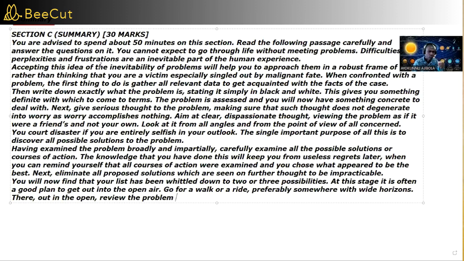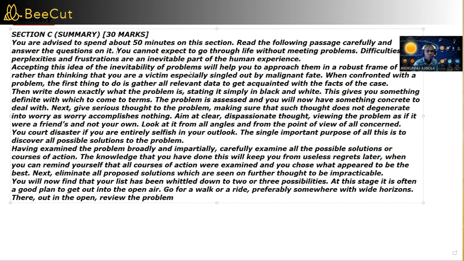So this is the question. It says, talking to the students in the examination now, you are advised to spend about 15 minutes on this section. Read the following passage carefully and answer the questions on it. Now, the passage is right here. You cannot expect to go through life without meeting problems, difficulties, perplexities, and frustrations. They are an inevitable part of human experience.